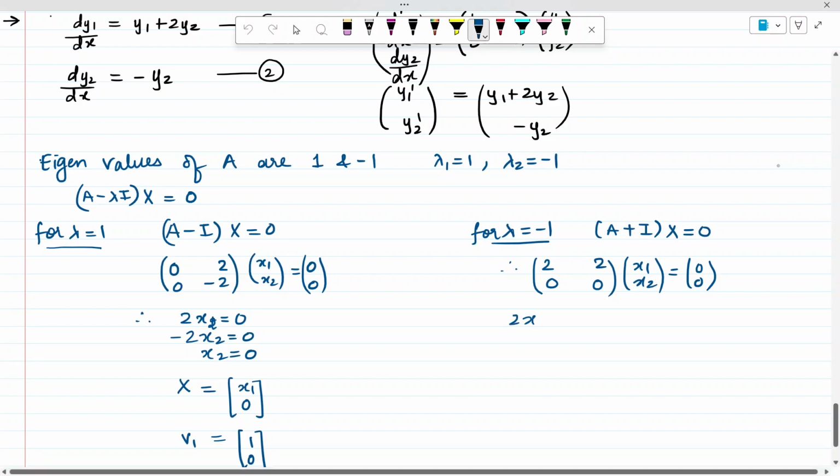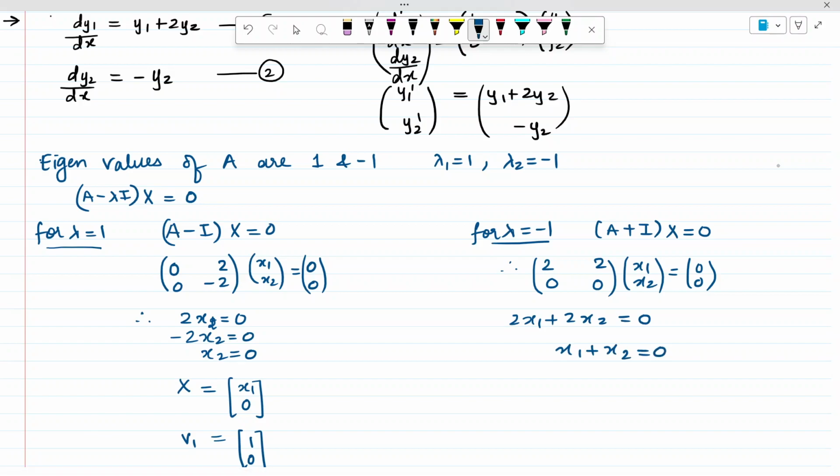So now I have 2x1 plus 2x2 is equal to 0, which means x1 plus x2 is 0, which means x1 is equal to negative x2, and that gives me capital X is equal to, say, (1, -1), or I can call this V2. Is this lagging or is it okay now?